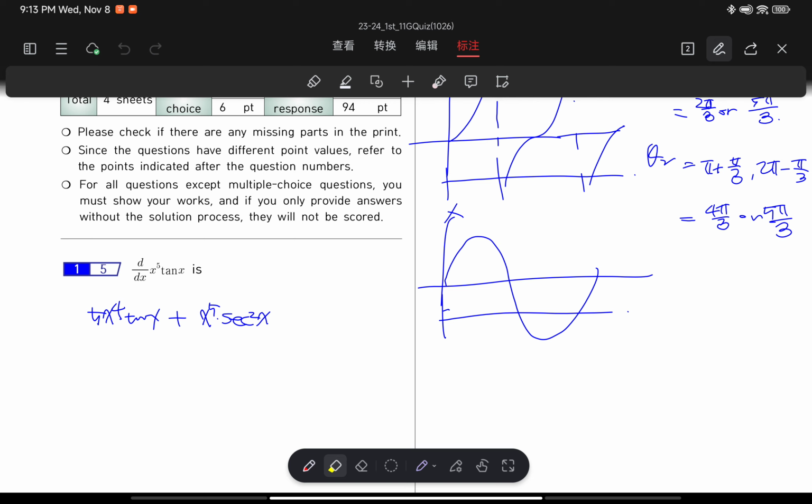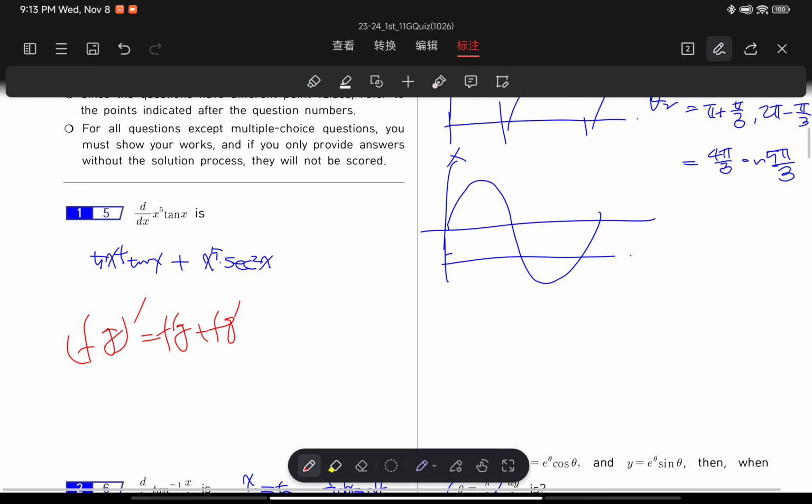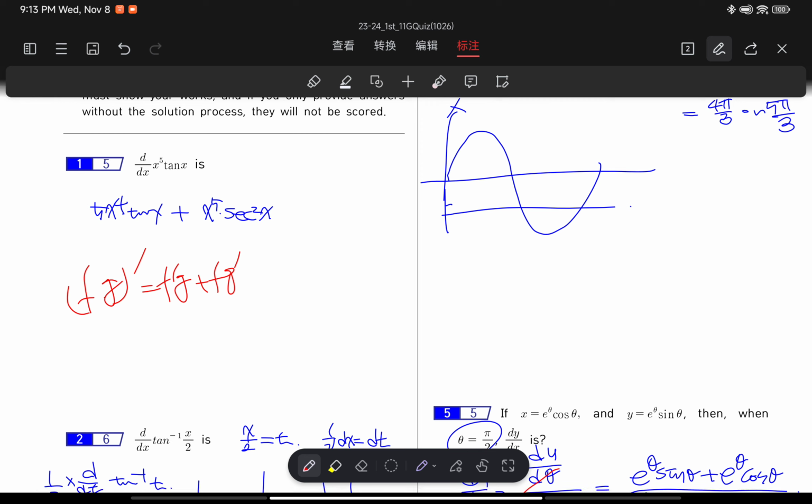So first, d/dx of x to the 5 times tangent x. Using the derivative product rule, (fg)' equals f'g plus fg'. So 5x to the 4 tangent x plus x to the 5 times secant square x.